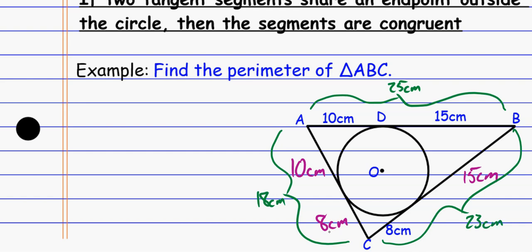Okay, so now looking at the entire sides of this triangle, I can see that I've got a 25, a 23, and an 18. And so to find the perimeter, I'm just going to add those together. Okay, and when I do that, it gives me about 66, it looks like. Okay, so the perimeter, I'm just going to say perimeter equals 66 centimeters.